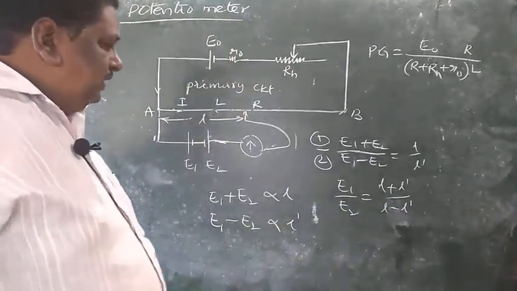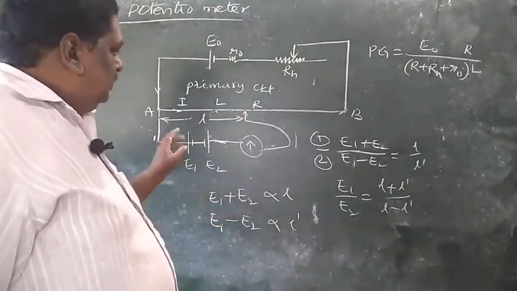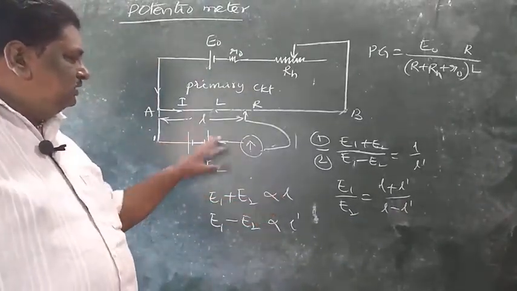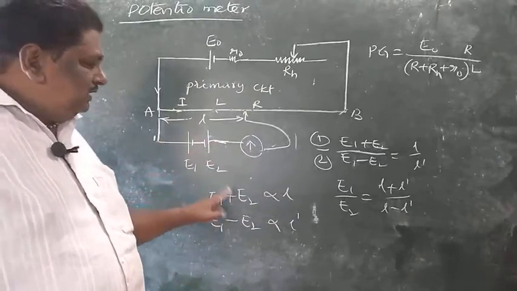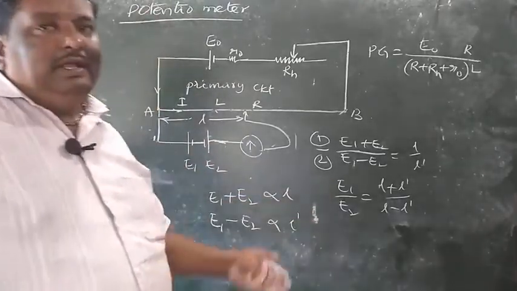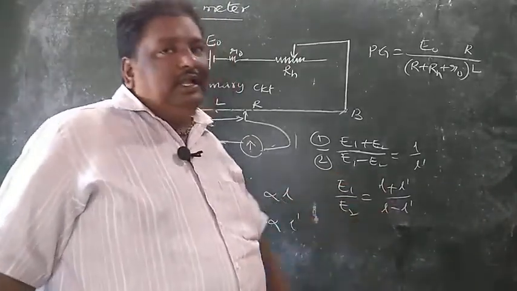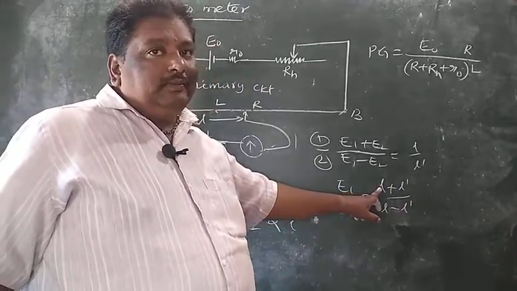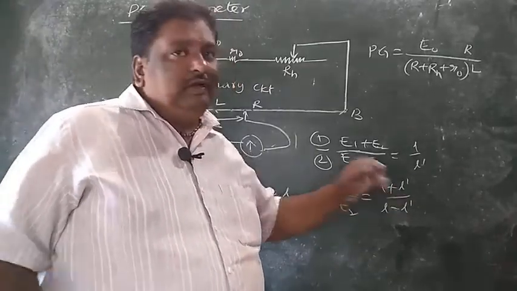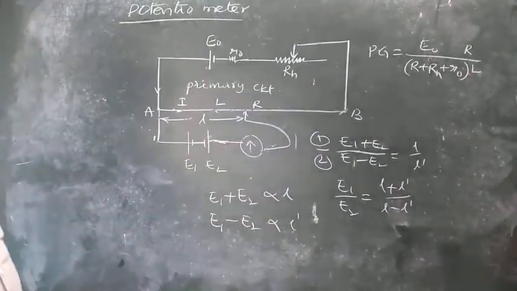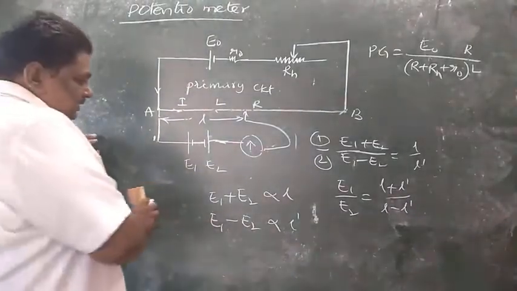Therefore, when the two cells are supporting, L is the balance length, and when the two cells are opposing, the balance length is L dash. Then the E1 by E2 formula is L plus L dash by L minus L dash. L means the balance length when supporting, and L dash means the balance length when they are opposing.